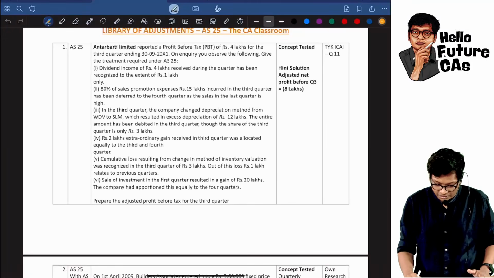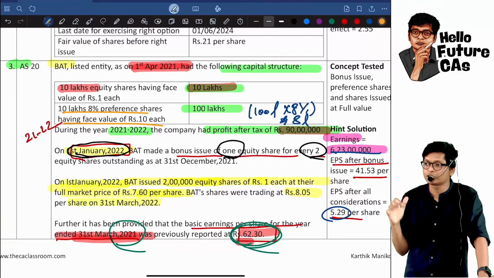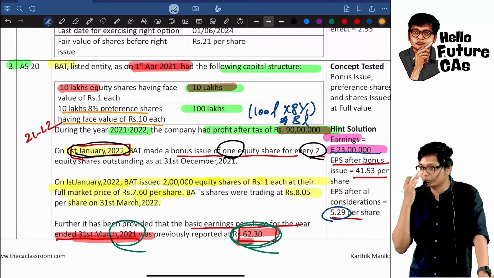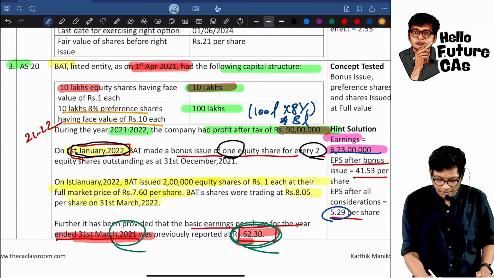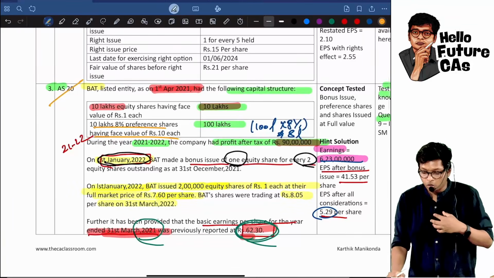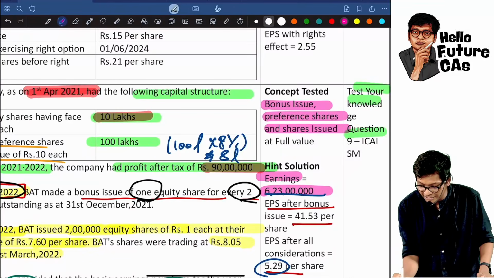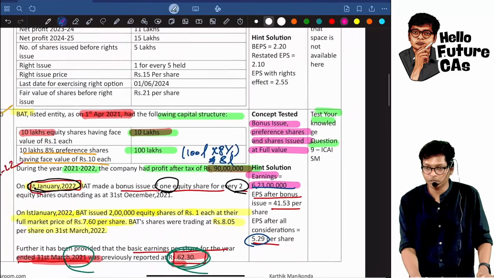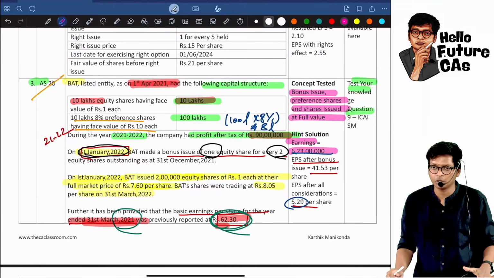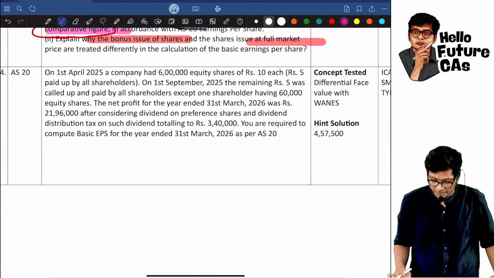Good question, guys. In the study mat it is somewhere at the end, Test your knowledge, the last question. Mostly what you do is start from illustration 1, so you skip the last question, correct? Most of us do that. In the regular class also I would have done this in the last. Then, good question, not yet tested. What concept is tested over here? Bonus issue, preference shares and shares issued at full value. Whenever shares are issued at full value, no other adjustment is needed. Are you all with me? Understood? Super. Let's go to question number 4.